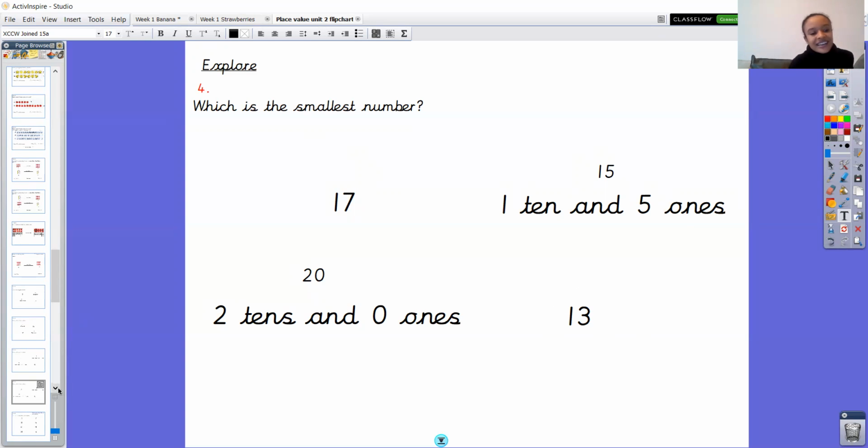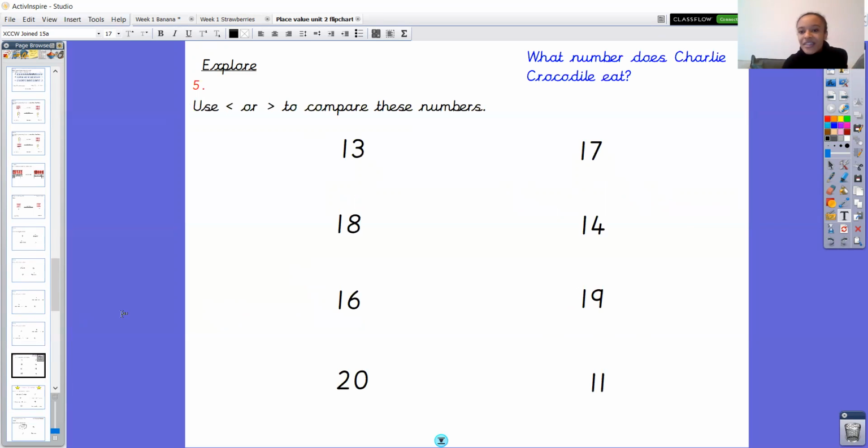Brilliant, okay. Right, question 5. We are thinking now about using our more than and less than symbols. And when we started learning about this, right at the start of year 1, we called it Charlie Crocodile, didn't we? And we said, what number does Charlie Crocodile eat? Maybe you could tell somebody who's at home with you, what number does Charlie Crocodile eat? He eats the biggest number, doesn't he? He's got a big mouth and he always wants to be eating the biggest number. Okay, now we need to start to be calling them the more than and less than sign, but we can still keep Charlie Crocodile in our head when we are putting it in the correct place.